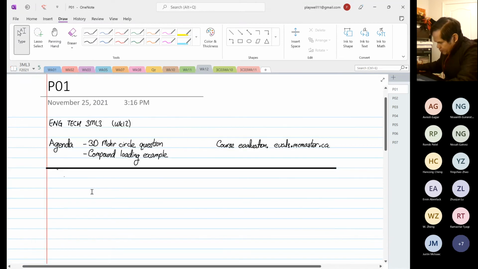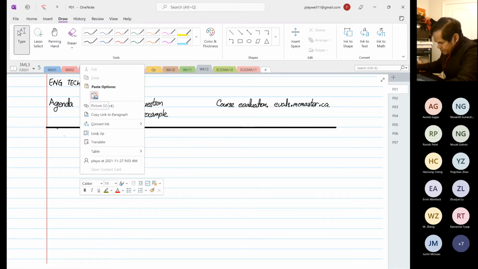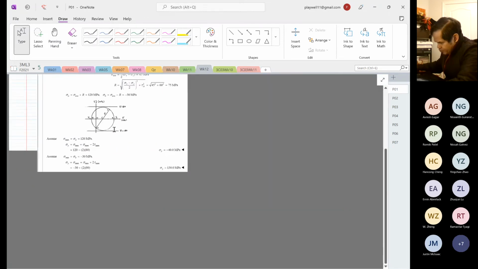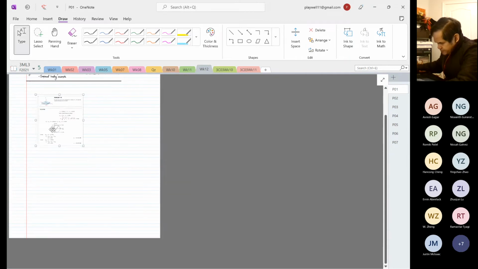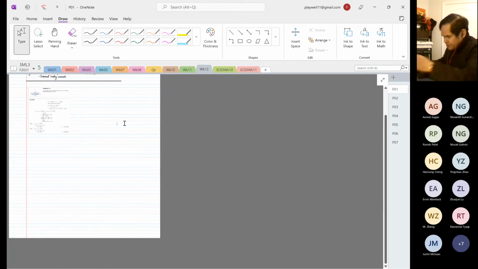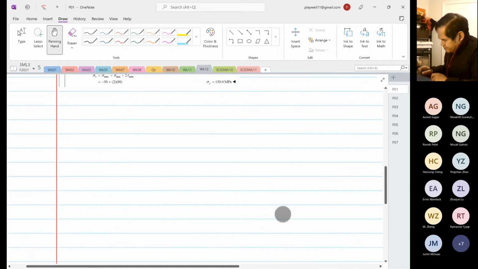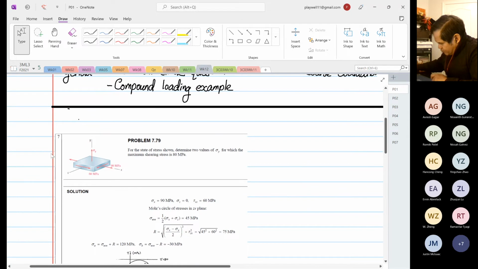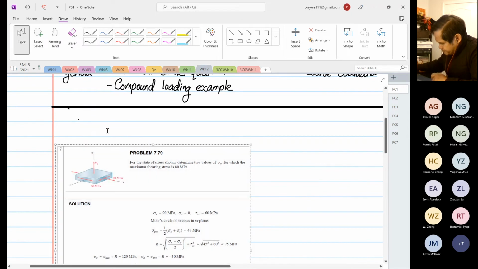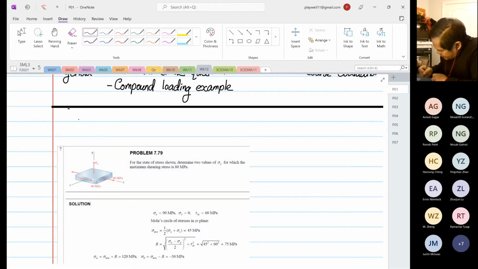So I'm going to copy the whole thing. I'm going to paste. Okay, too big. Shrink it down. Okay, I repeat again. The solution looks simple, but why is it done like this? So this is example number 1. I'll put it under 3D Mohr's circle.